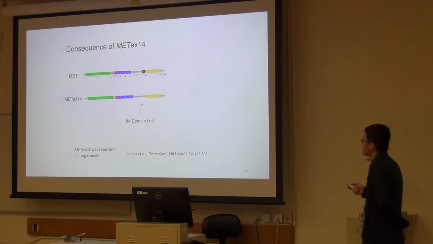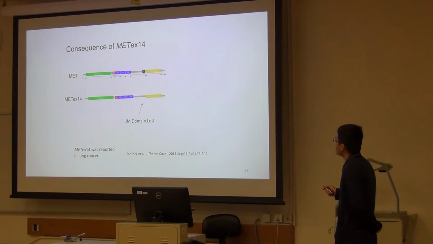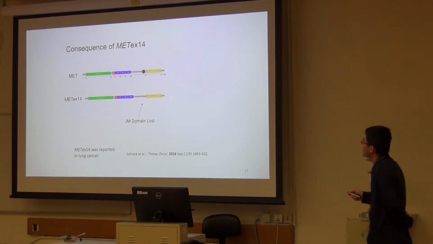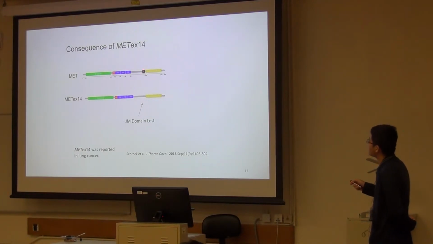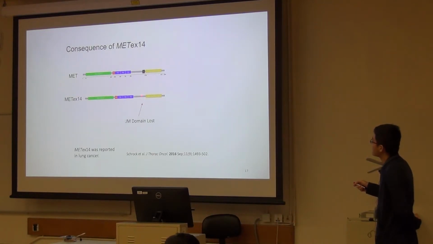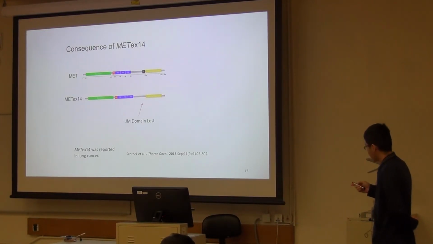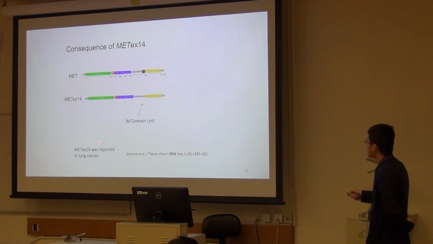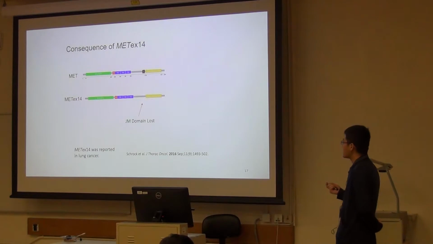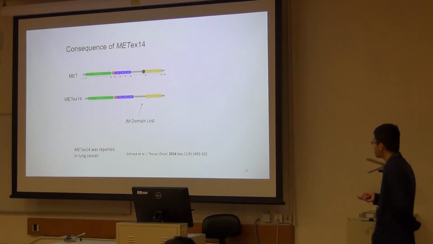So then we performed a series of studies about this MET protein mutation. We found out the consequence of the deletion of exon 14 is the removal of the GM domain in the MET protein. This is the GM domain, and in the deleted version, the GM domain is lost. This study was already reported in a paper published in 2016 in lung cancer. So now we identify the same mutation in brain tumor.